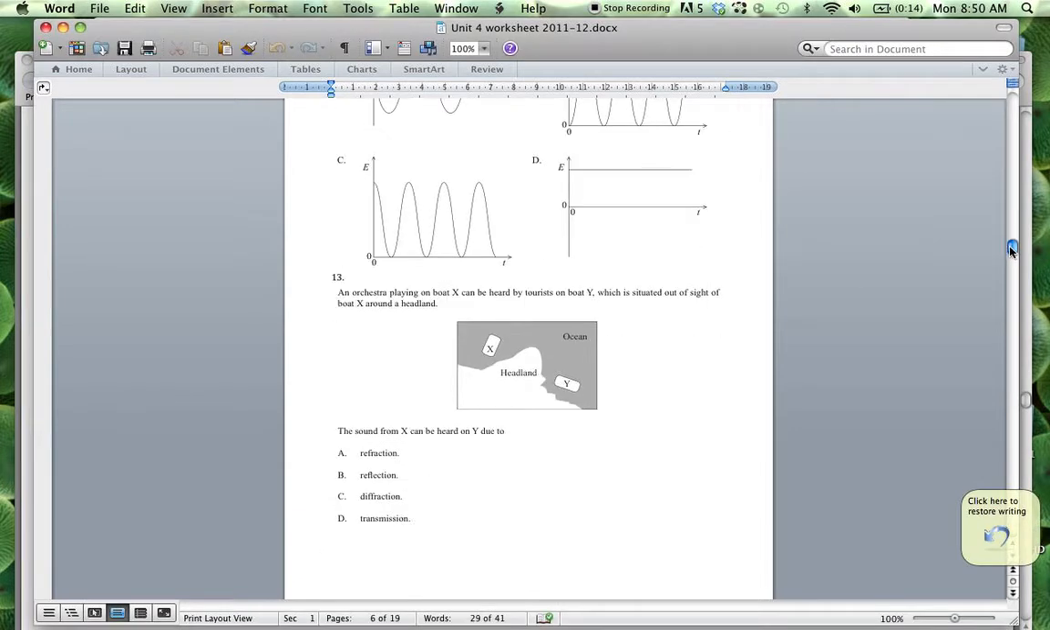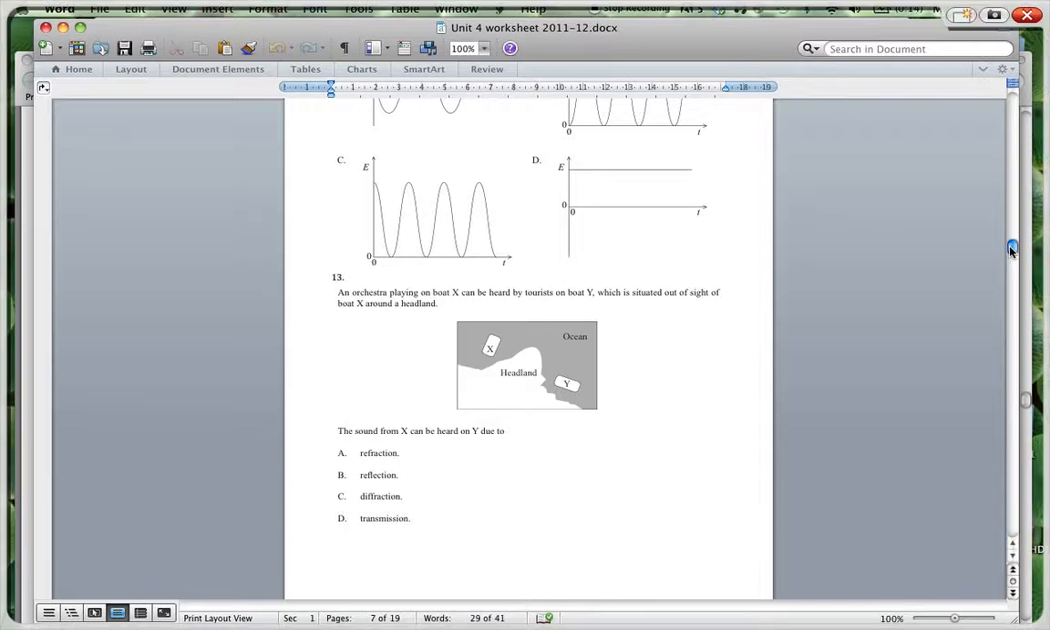Okay, going on to 13. It says an orchestra playing on a boat X can be heard by tourists on boat Y, which is situated out of sight of boat X around a headland. The sound from X can be heard on Y due to... So we have all these different terms that you need to be able to work with, but because it's able to go around the headland like that, we would say that that is diffraction.